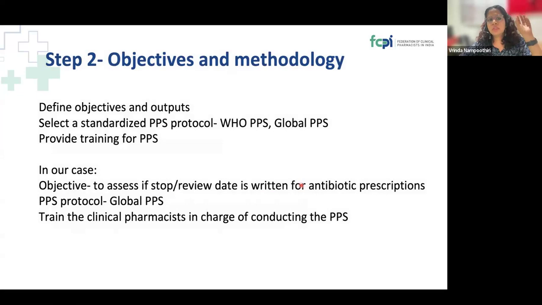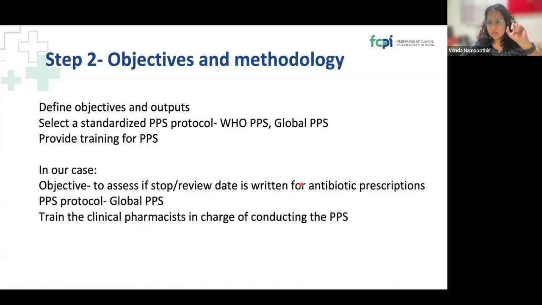The second step is defining the objectives and methodology. You need to define your objectives, select which PPS methodology you would be using for your survey, and then provide the necessary training for conducting that PPS. In our case, we have decided that we are going to look into whether the stop or review date has been written for all antibiotic prescriptions in that particular ward. So that is our objective. For the PPS protocol, let's say we are going with the Global PPS methodology. And the third step is to train the clinical pharmacist who is responsible for conducting the PPS.